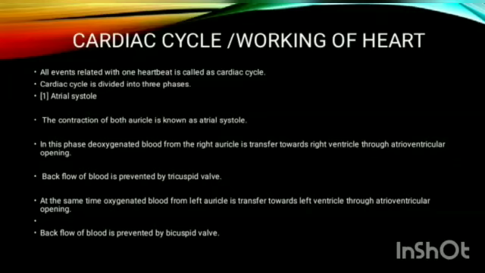All events related with one heartbeat is called as cardiac cycle. Cardiac cycle is divided into three phases. Phase first, atrial systole. The contraction of both auricles is known as atrial systole. In this phase, deoxygenated blood from the right auricle is transferred towards right ventricle through atrioventricular opening.